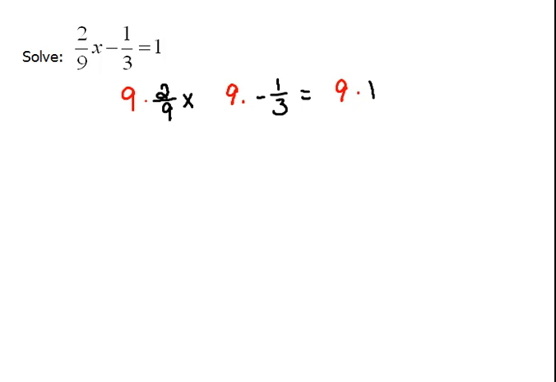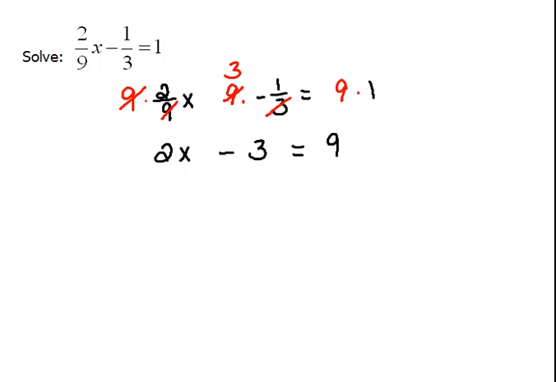Now looking at it one term at a time, this 9 times 2/9 x, our 9's will cancel and we have left 2x. In the next term, 3 will go into 9 3 times, and 3 times a -1 is -3, equals 9 times 1 is 9. Now this looks much better to work with.